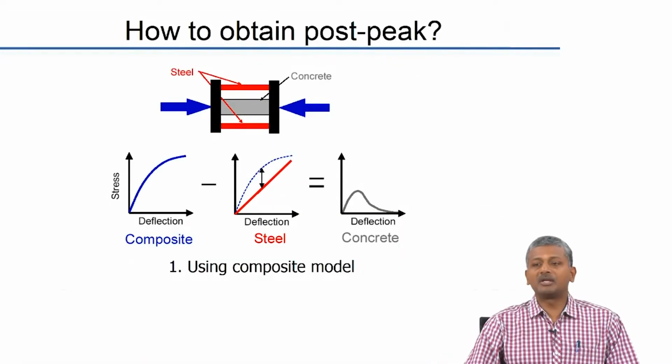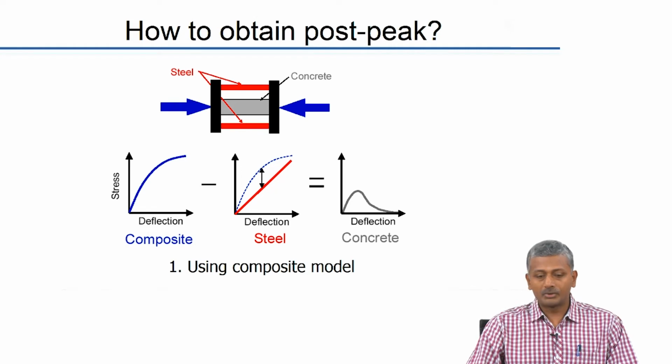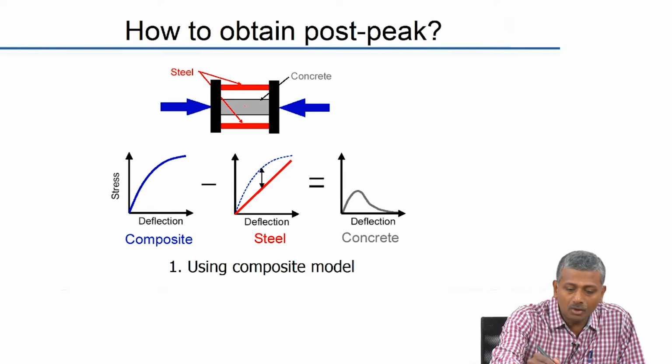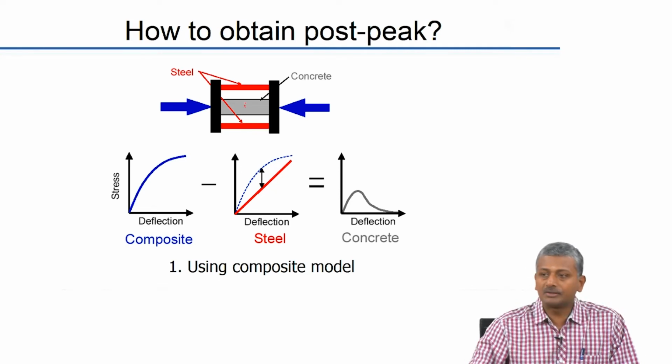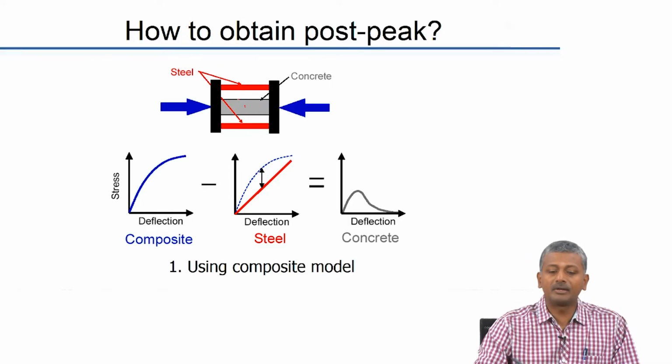So, if you have to really understand what happens beyond the peak in terms of the excess deformation that you can get from the system, what you will have to do is do a controlled deformation test on the material. So, that is one of the ways, but there is another way of obtaining the post peak behavior, and that is by using a composite model. So, here you have a cylinder of concrete lying in the center of the loading platen, and this cylinder is surrounded by an annular ring of steel.